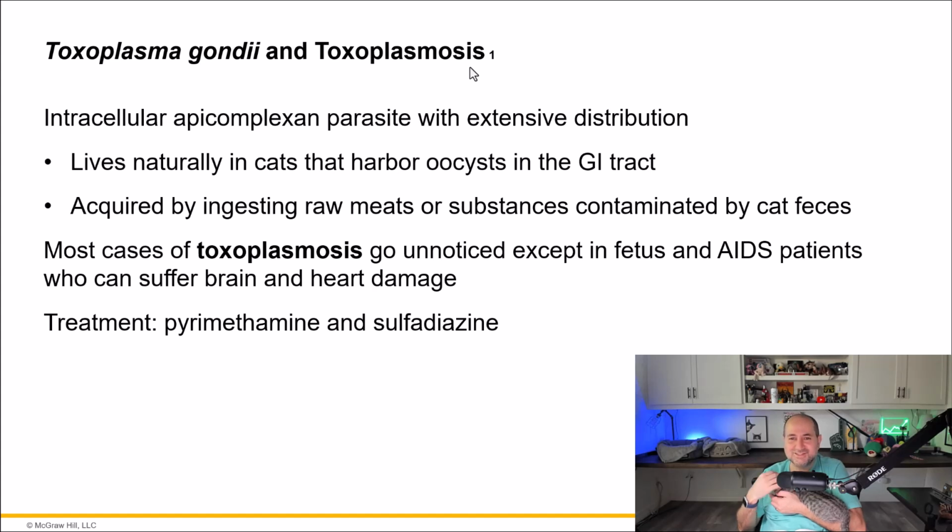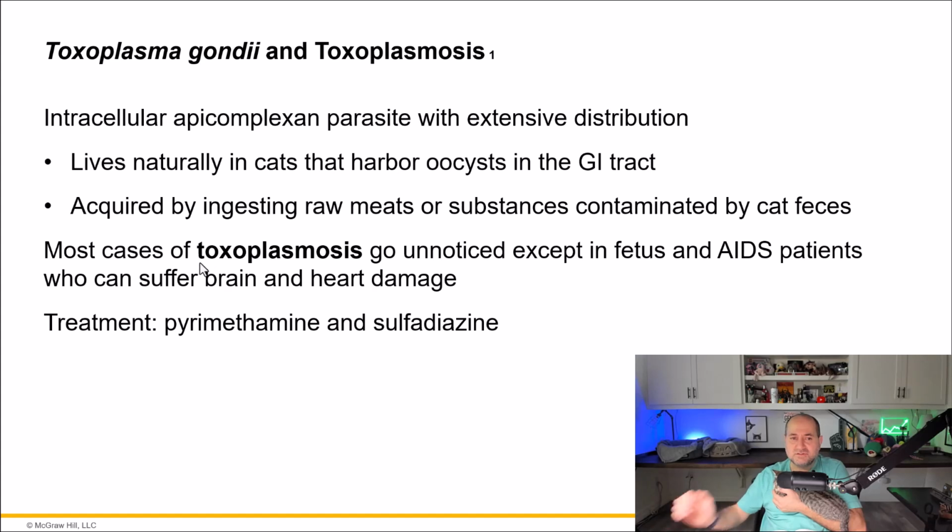This one's linked to cats, people. So if you're a cat person, you may want to pay attention to this one. So this is an intracellular apicomplexan parasite. It lives naturally in cats that harbor oocysts in their GI tract. These oocysts are eggs. People acquire this Toxoplasma gondii parasite by ingesting raw meats or substances contaminated by cat feces.